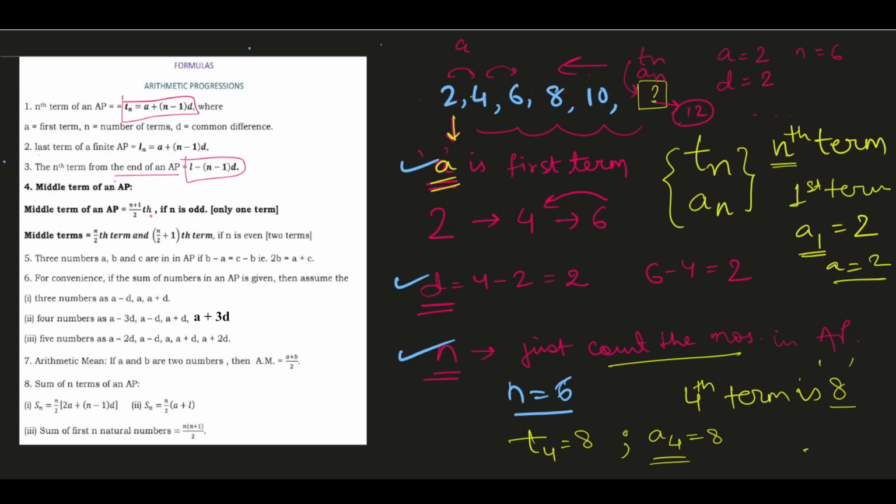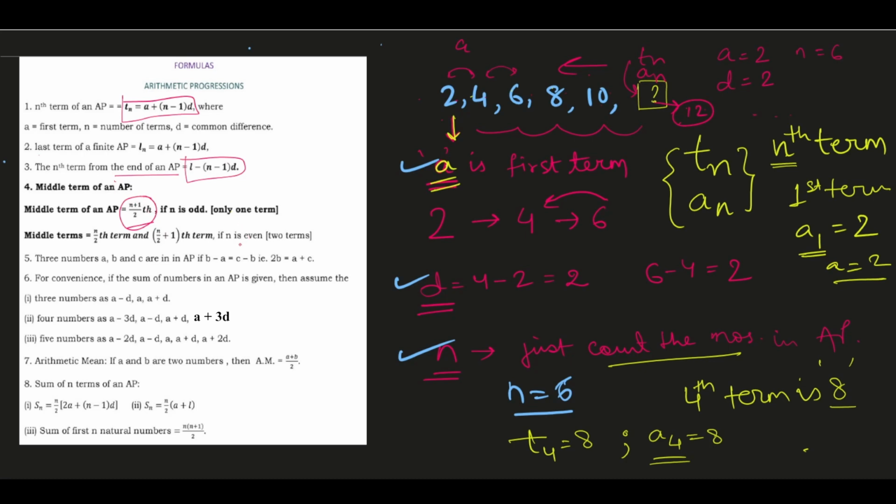Middle term of an AP. For the middle term of an AP, we first need to check whether the number of terms is an odd number or an even number. If it is an odd number, then the middle term is the n plus 1 by 2th term. I mean, this is not exactly the term, it depends on the AP also. But this is the formula for how we can get the middle term of an AP.